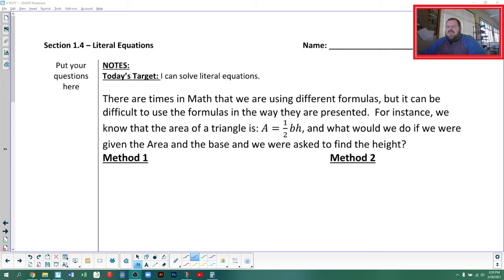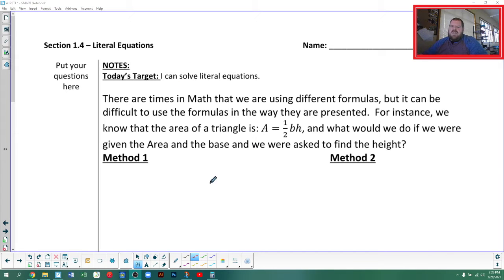It says that there are times in math that we're using different formulas, and it can be difficult to use the formulas the way they're presented. So if we have an area problem and we're trying to find the area of a triangle, the area formula is 1/2 base times height. And we want to look at a situation of what do we do if we're given the area and the base and we want to find the height.